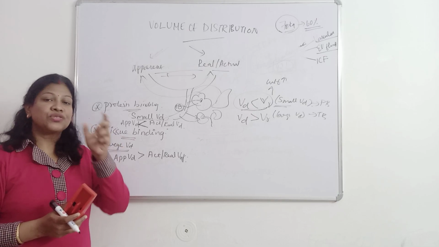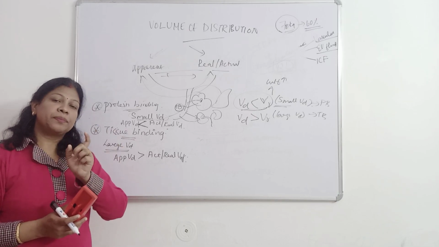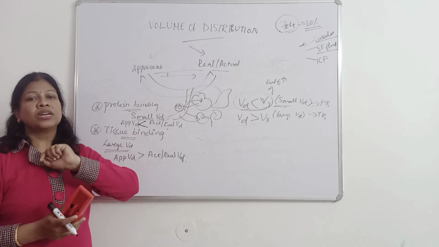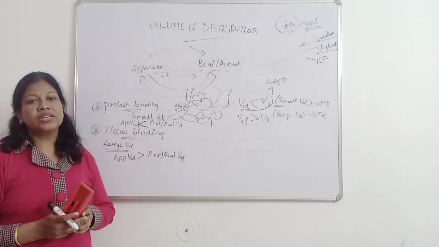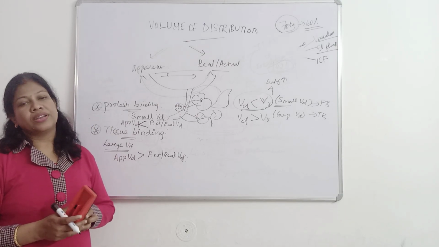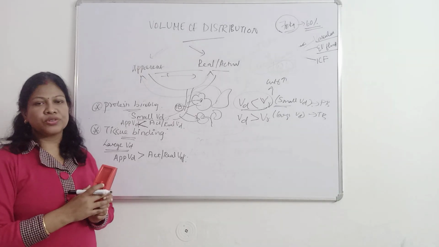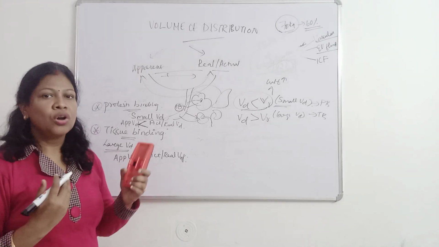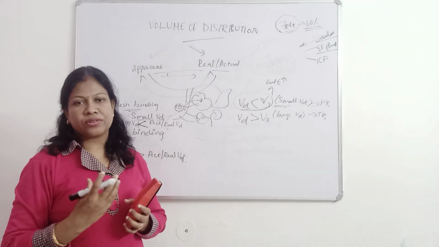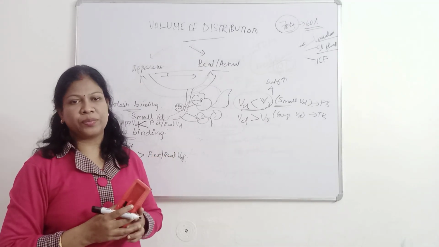Whereas in case of drugs which have tissue binding, there the apparent volume of distribution will be more, that is large volume of distribution, than that of actual or real volume of distribution. This is all about volume of distribution. So it can come in short notes or some objective type questions in competitive exams.